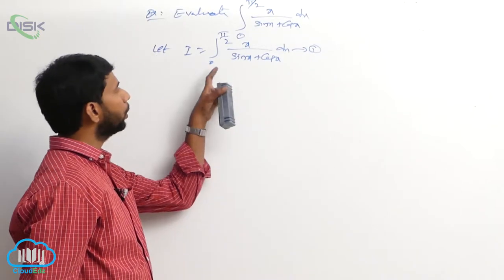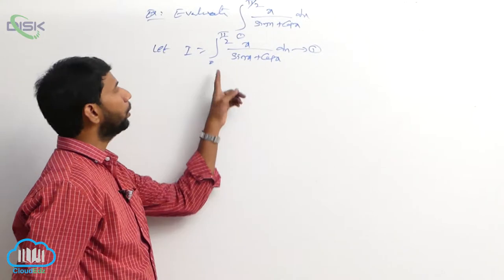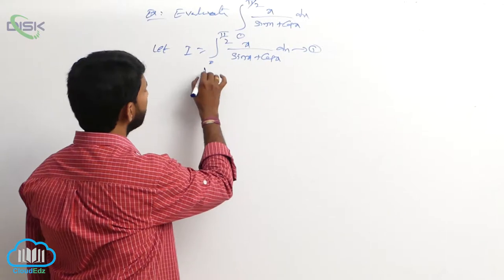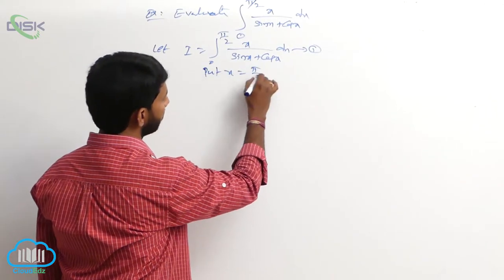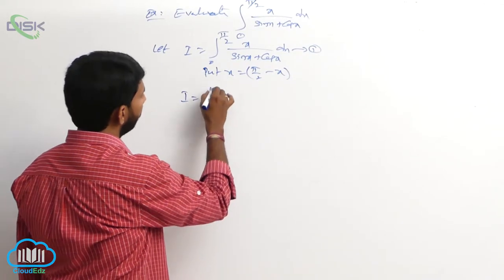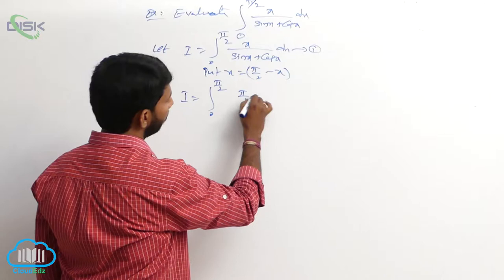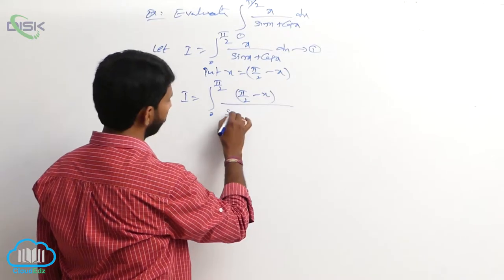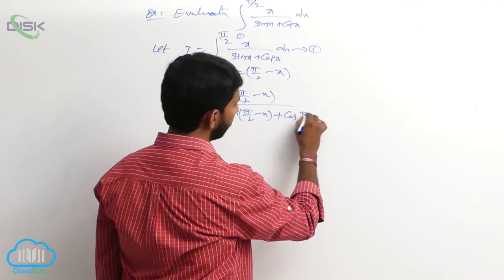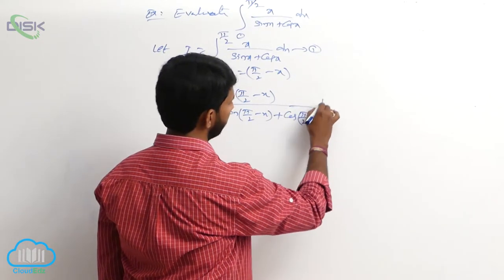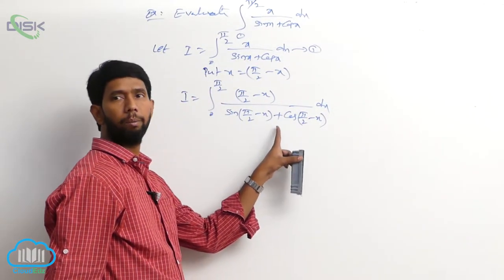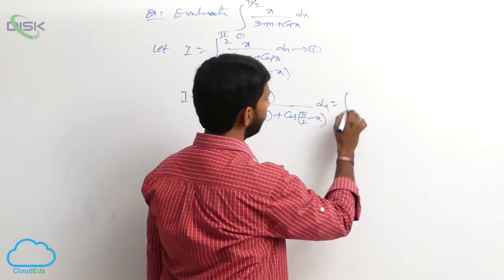By using the property that the integral from 0 to a of f of x dx is equal to the integral from 0 to a of f of a minus x dx, that means put x is equal to pi by 2 minus x. That is, I is equal to the integral from 0 to pi by 2 of pi by 2 minus x by sine of pi by 2 minus x plus cos of pi by 2 minus x dx. Here sine of 90 minus theta is cos theta, and cos of 90 minus theta is sine theta. It is 0 to pi by 2.